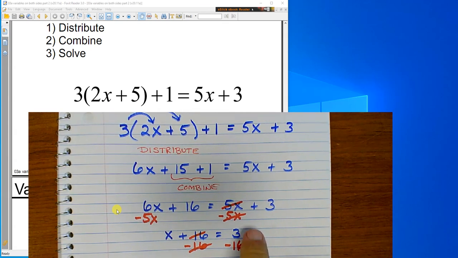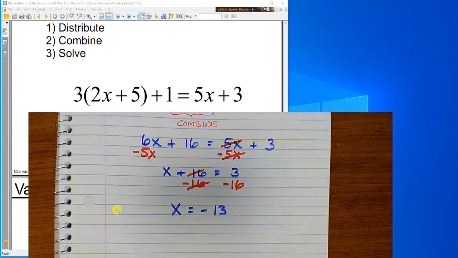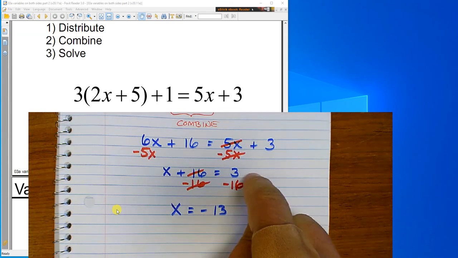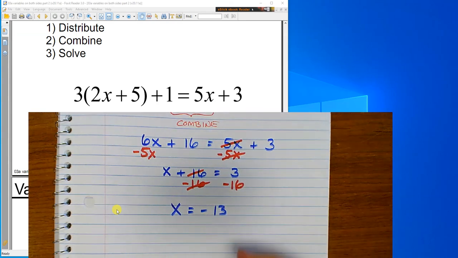Negative 13. Why? Because 3 minus 16 is negative 13. You can't see it. I'll sing for you. Same sign, add and keep. Different sign, subtract. Keep the sign of the higher number. So subtract the numbers. That gives you a 13. Keep the sign of the higher number, which is the negative 13.